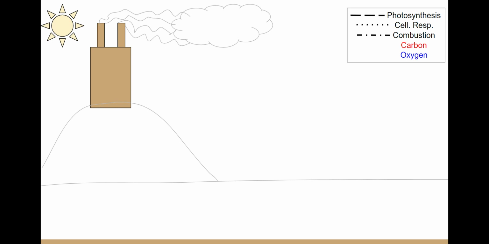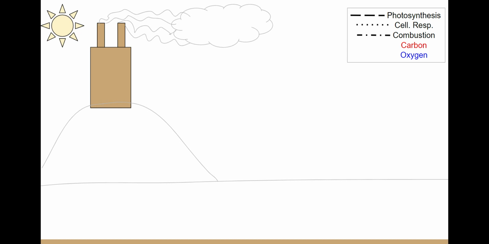Now, what you're going to see on my drawing today is the fast cycle of carbon. How is carbon being released into the atmosphere quickly and brought back and utilized in other ways? So you'll notice I have a legend on the side. Each of those lines represents something. If it's a long dashed line, it means I'm going through the process of photosynthesis. If it's small dotted lines, it means cellular respiration. A combination of those two means combustion.